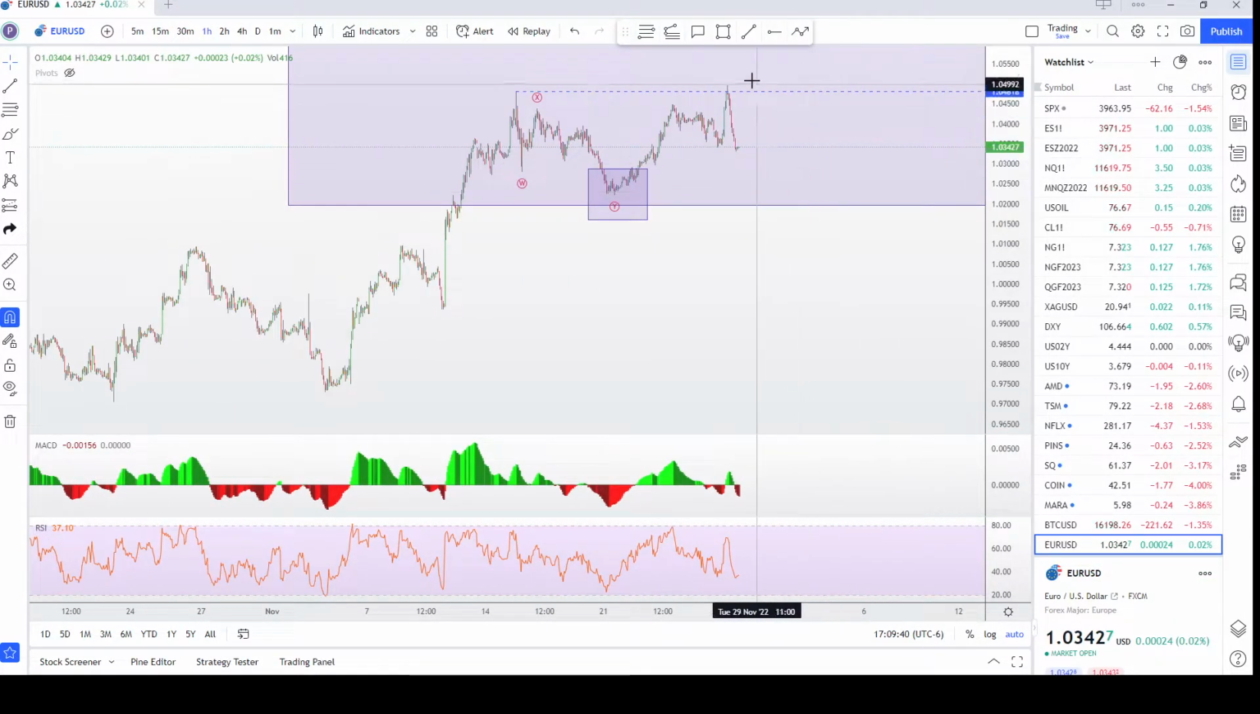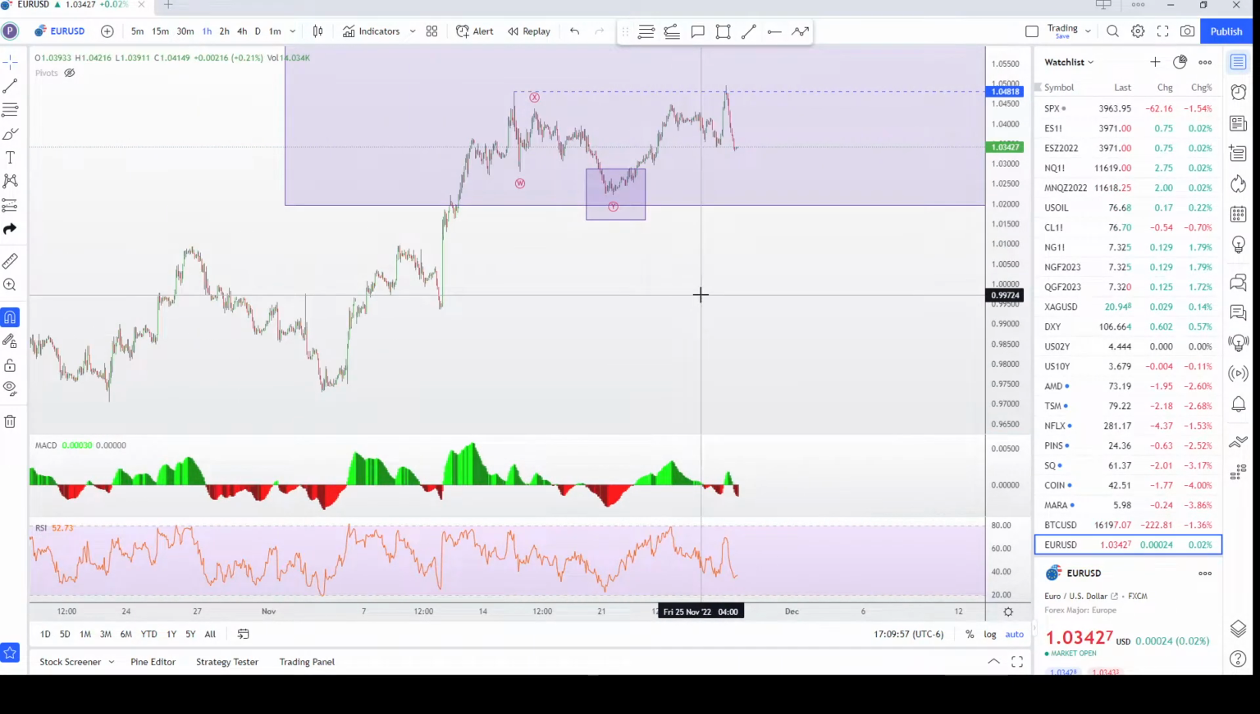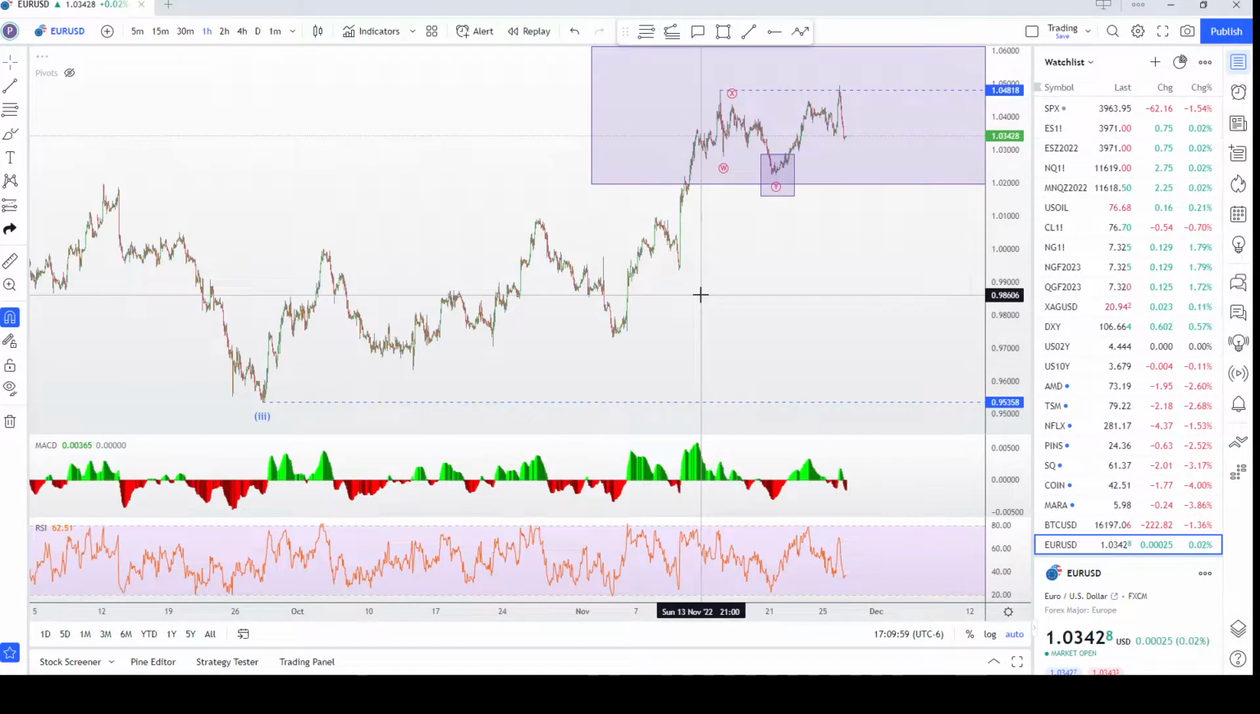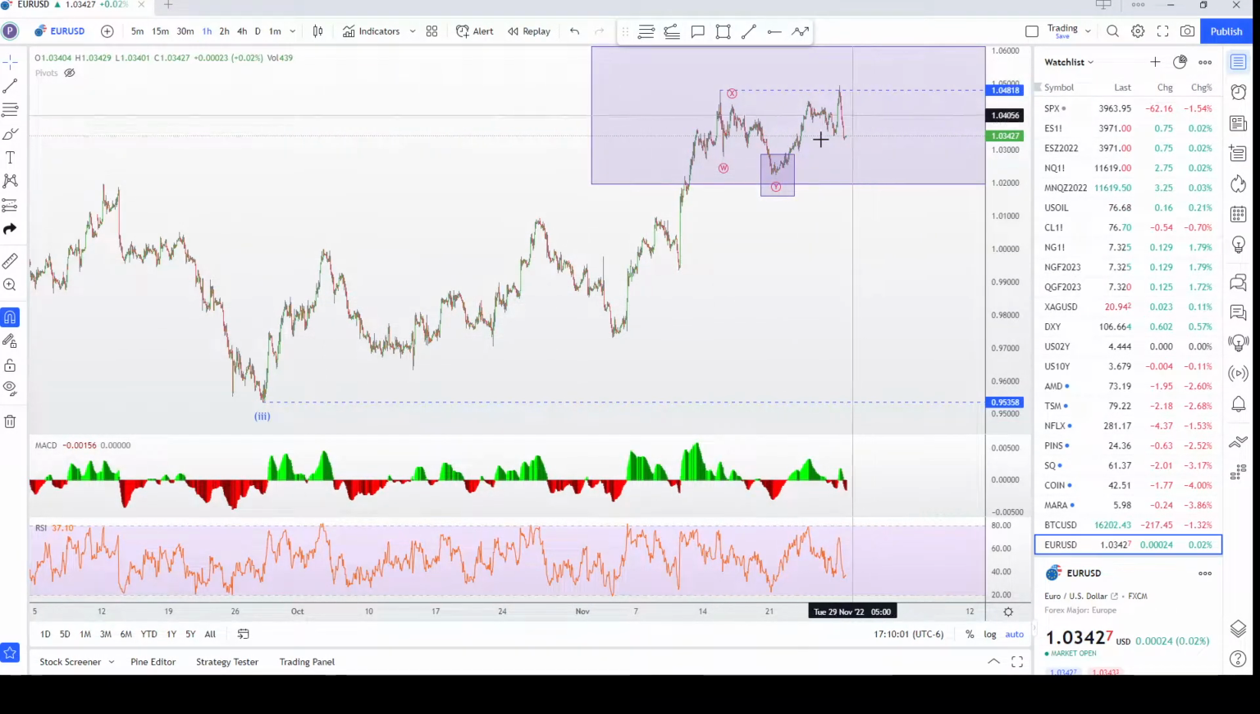So we need more data. This got rejected as soon as it broke hard, and so we just have one wave coming down. We don't even know if this up wave is done yet. I can't confirm either way, but what I had was wrong, and so now I'm just in a waiting period here.